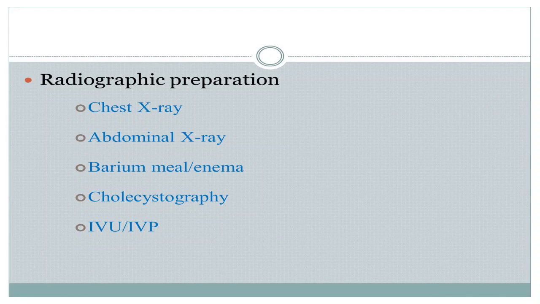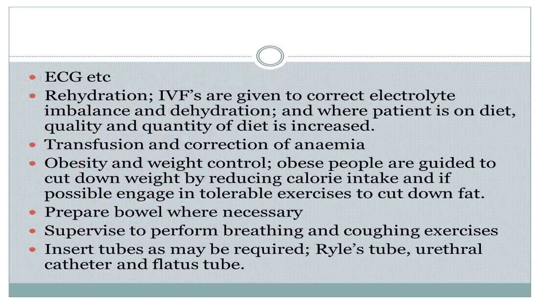We can also do cholecystography. Then we can do IVU and IVP. We find meanings for IVU, IVP. ECG, etc. So we do ECG, we look for rehydration. By rehydrating the individual, IV fluids are given to correct electrolyte imbalance, and then dehydration is corrected.